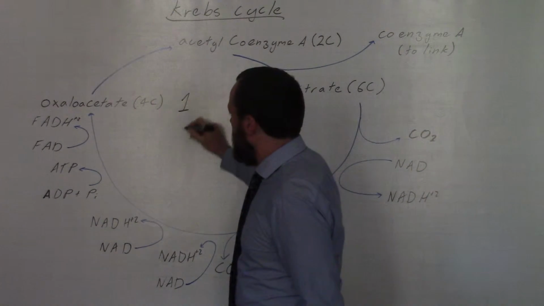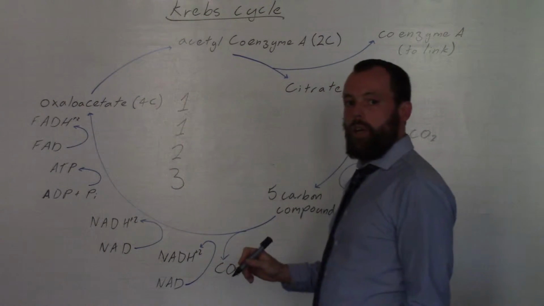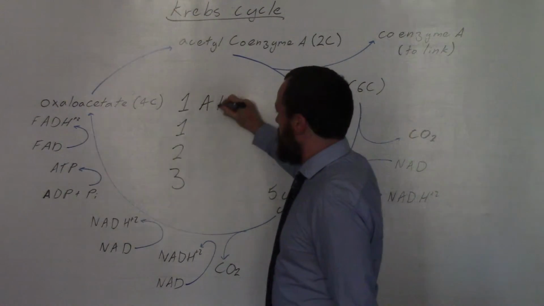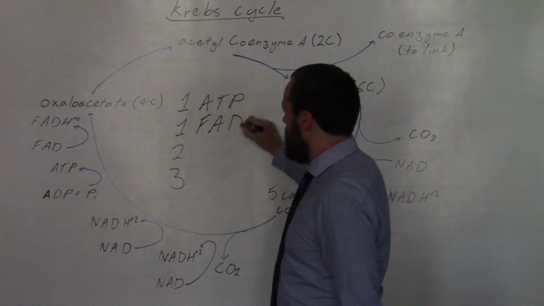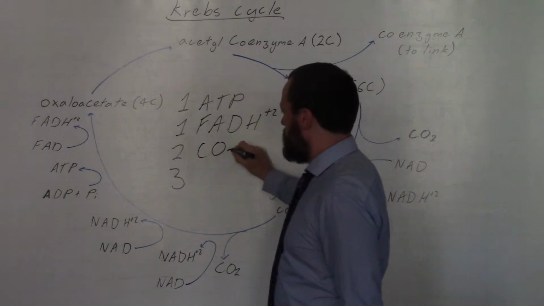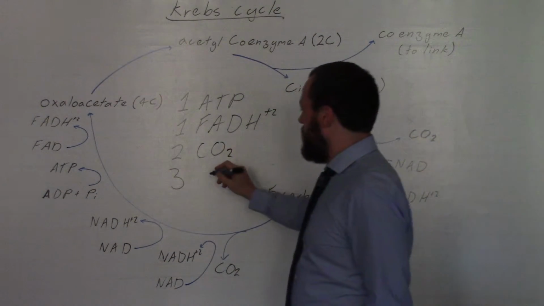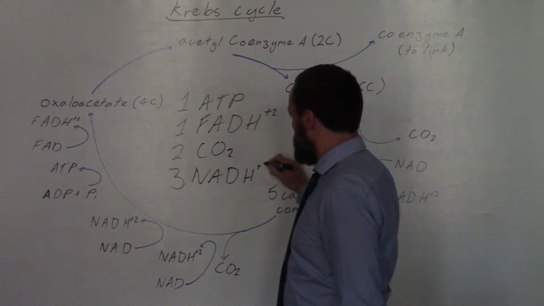This being 1, 1, 2 and 3. We see one molecule of ATP is produced, one molecule of reduced FAD, FADH, 2 carbon dioxides which are exhaled, and 3 reduced NADs or NADHs.